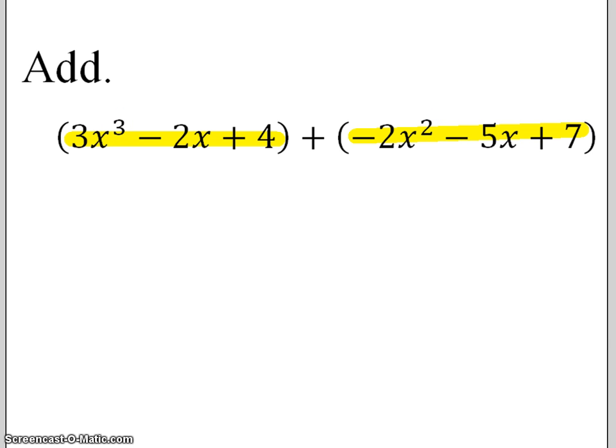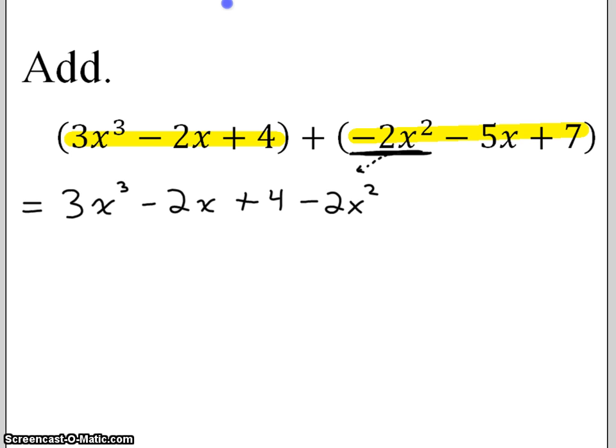Okay, so when you're adding polynomials, the first step I like to do, let's put an equal sign to indicate that what we're going to write is equal to what is stated above, is to just simply drop the parentheses. Now, don't bring down this plus. Bring down the terms in the second polynomial, including their signs. So you're going to write minus 2x squared, and then minus 5x, and then plus 7.